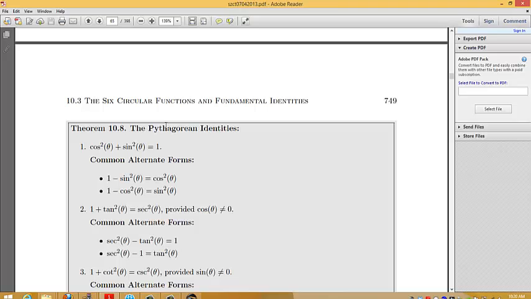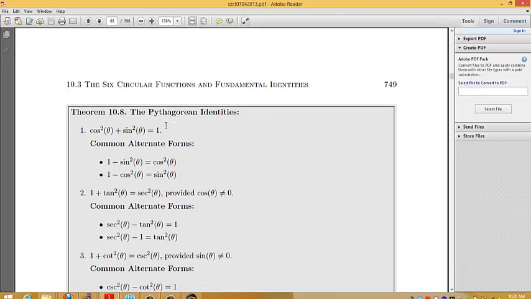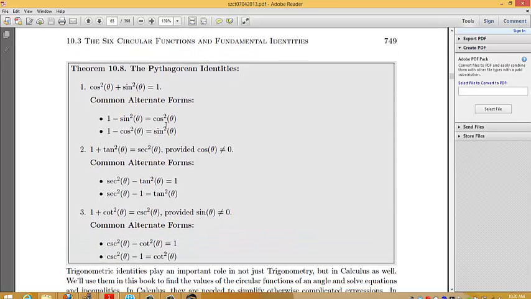Now I'm going to jump ahead to page 749, where there's a nice box of what are called the Pythagorean identities. The only thing you've ever heard of Pythagorean is probably the Pythagorean theorem. But I want you to understand something. These are really the same thing. So if you look at statement number 1, it says that cosine squared of theta plus sine squared of theta equals 1. So I want to draw a picture that shows you why that's the case.